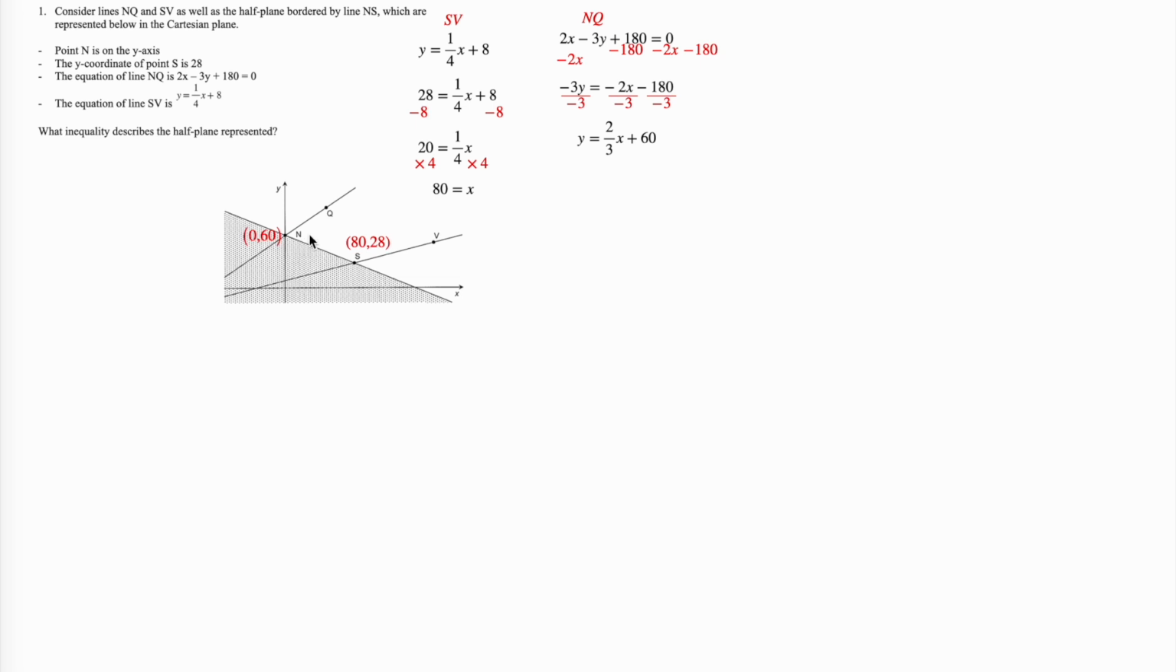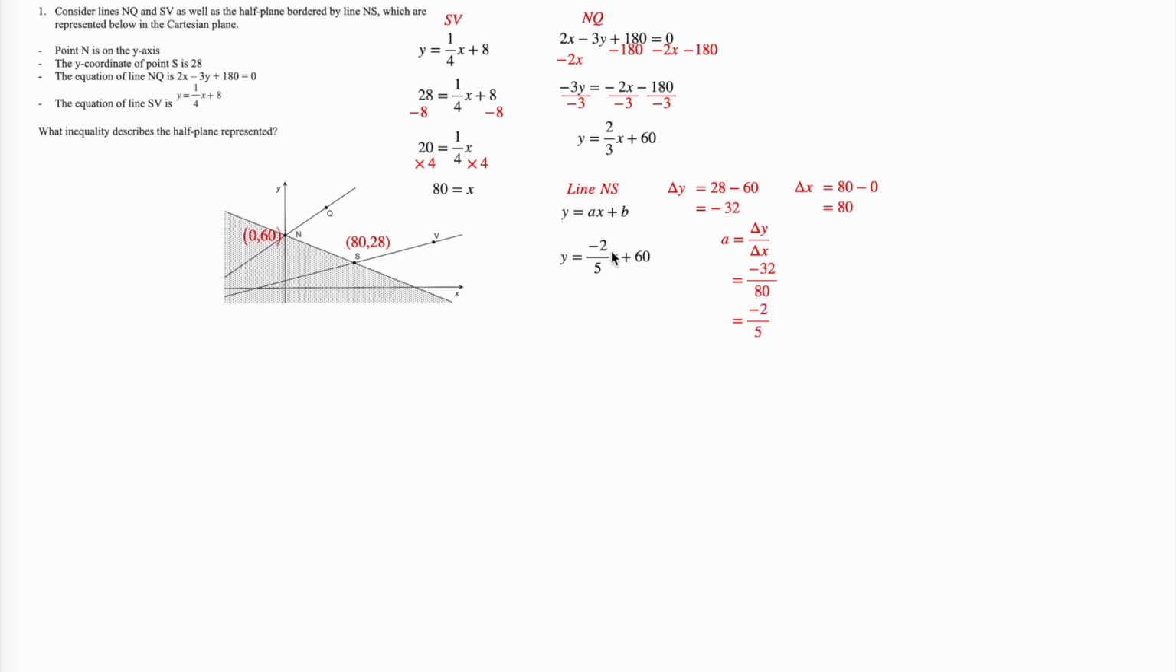We have 2 points on the line NS. We can get the equation of line NS. So for line NS, y equals mx plus b, the delta y is the 28 take away 60. The y2 take away the y1. 28 take away 60 is negative 32. The delta x is 80 take away 0, which is 80. Delta y over delta x is negative 32 over 80. 16 is the greatest common divisor of 32 and 80, giving negative 2 over 5.